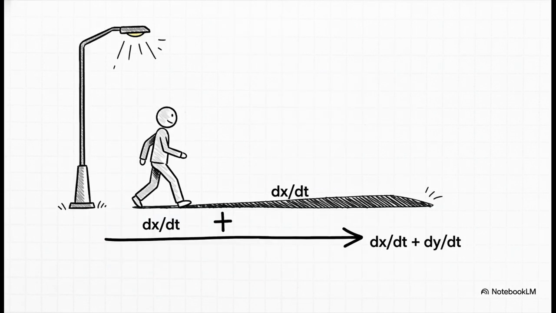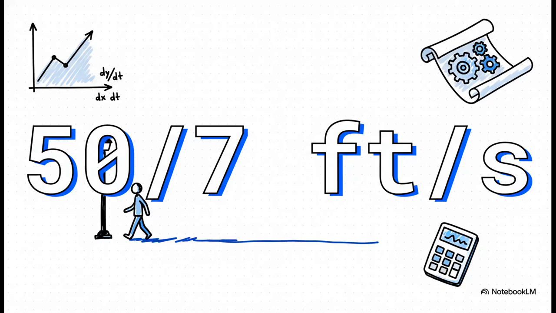Now for the home stretch, steps 3 and 4. We know the man's speed, dx/dt, is 5. But hold on, there's a little twist. The question asks for the speed of the tip of the shadow. If you look at the diagram, the tip's total distance from the lamppost is x plus y. So the rate we actually need to find is the derivative of that whole thing, dx/dt plus dy/dt. So first we use our differentiated equation from step 2 to solve for dy/dt, which is the speed the shadow itself is getting longer. Then we take that number and add it to the man's speed, dx/dt.